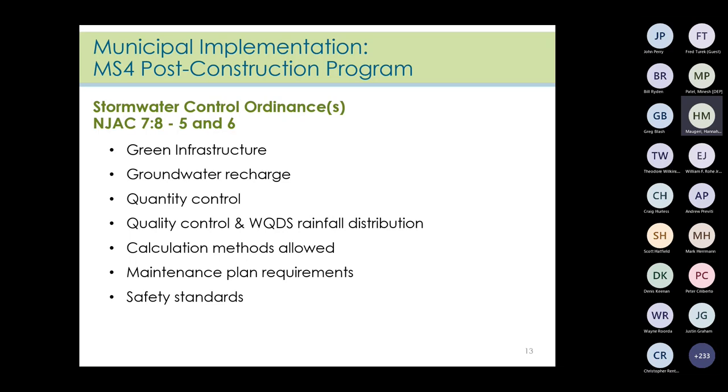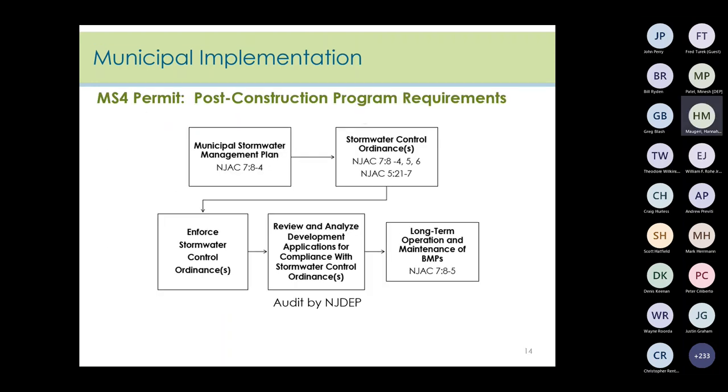All reviewers must follow the SCO, whether the municipality chose to modify the model or create something on its own. The SCO can be stricter than the model, but it cannot be less stringent. If you are a municipal consultant, you must know what is in the SCO of each town for which you review projects. The last citation in the SCO box is NJAC 5:21-7, which is the part of the Residential Site Improvement Standards, or RSIS, pertaining to stormwater management for residential development. The permit states that RSIS applies to all areas of the Tier A municipalities.